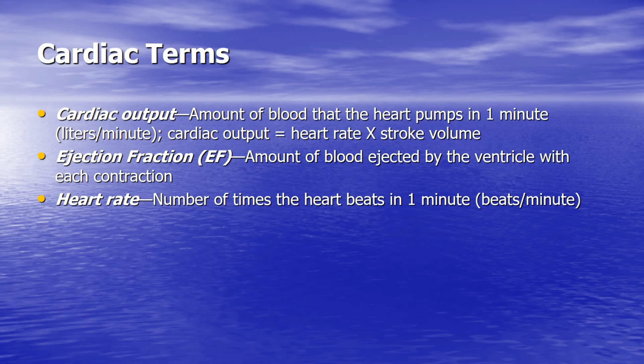Incidentally, it is the closing of the valves, the AV valves, and then the semilunar valves in the aorta and pulmonary artery, that causes the heart sounds, S1 and S2. The actual contraction of the heart muscle itself is pretty silent, but what you're hearing in S1 and S2 is the blood itself hitting the valves. And this entire process takes place and generates an EKG wave. It takes place in about 0.225 of a second.